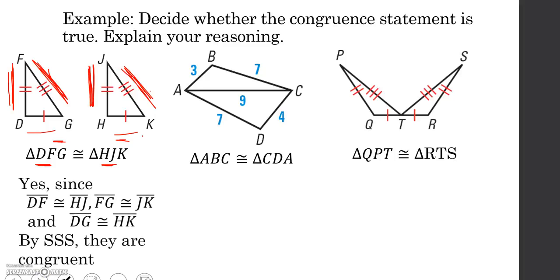So we can say yes. Since all three of those sides are congruent to each other, we can say that those two triangles are congruent by side. Okay? All right, moving on to the one in the middle there.